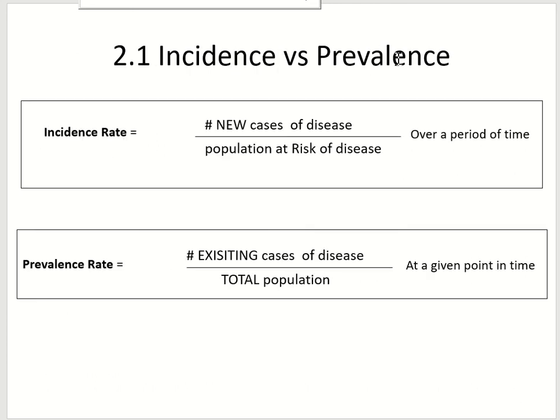So more about the incidence and the prevalence. The formula: incidence rate is the new cases of the disease divided by the population at risk of the disease, obviously over a period of time, whereas the prevalence rate is the existing cases of disease divided by the total population at a given point in time.